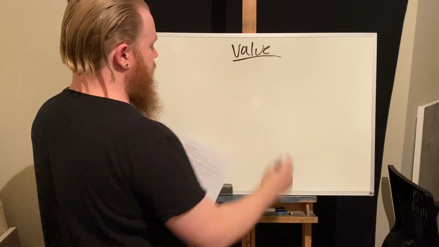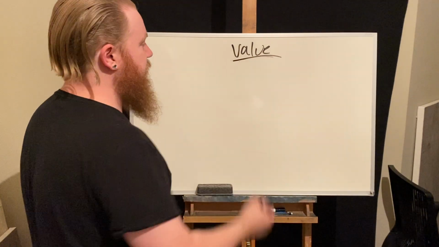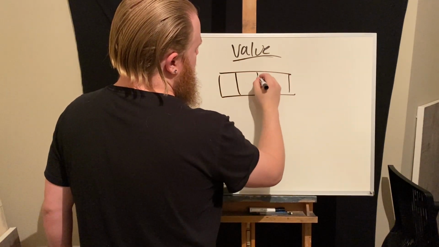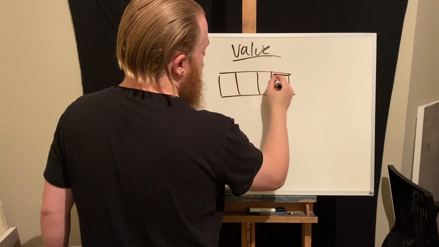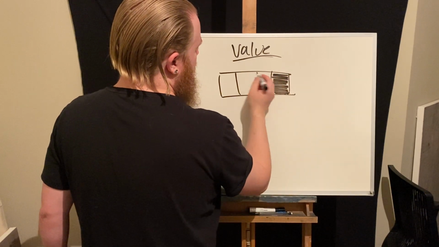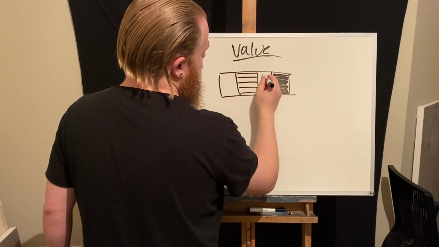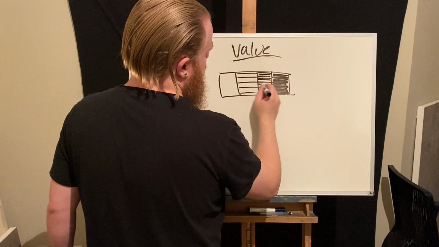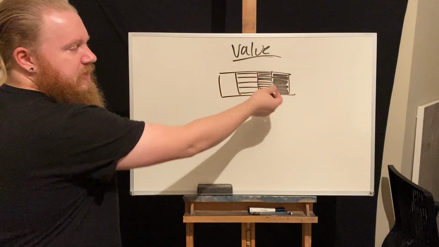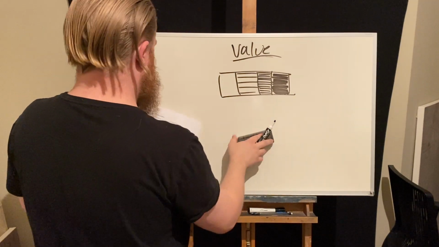Now, value in and of itself, once again, refers to the relative lightness or darkness of a surface. So, is the surface completely black, or is it kind of light gray? Is it dark? Is it white? You know, what have you. So pretty basic there as well.